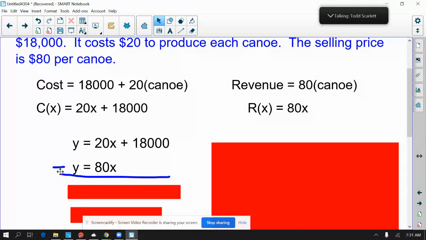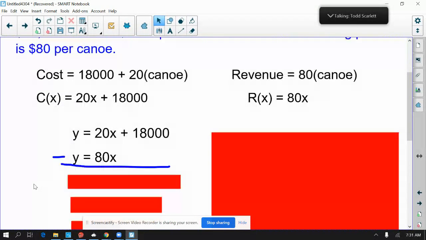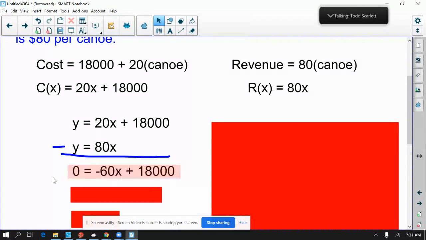I could subtract these two equations. And what is the result of that? They call this elimination because if I happen to subtract in this instance, y minus y will get eliminated. It is 0. Don't forget the equal sign. And then 20x minus 80x is negative 60x. And then 18,000 minus nothing is still 18,000.